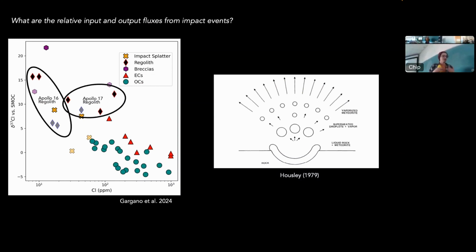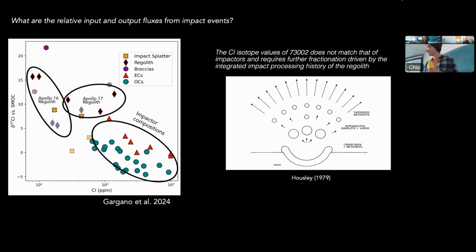If we look at the chlorine contents and isotope values of regolith from Apollo 16 and Apollo 17, the Apollo 17 regolith is that 73002 ANGSA core. We can see that we're looking at this rather high chlorine content and high isotope value. And really the question becomes, how much of the signature is from the impactor itself and how much of it is fractionated from the impact process? If we look at the impactor compositions, we can see that the isotope values of 73002 do not match that of impactors and require a further fractionation driven by the integrated impact processing of the regolith.